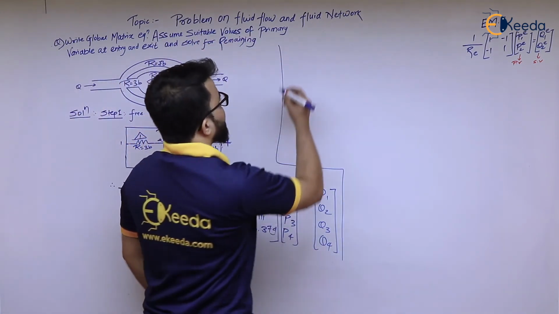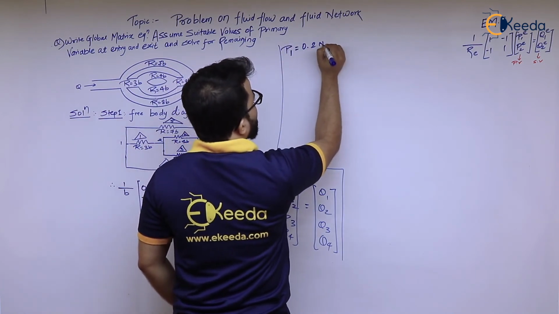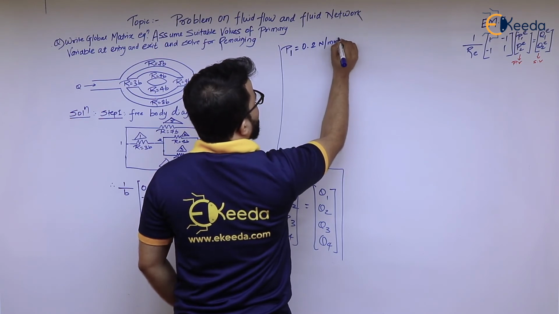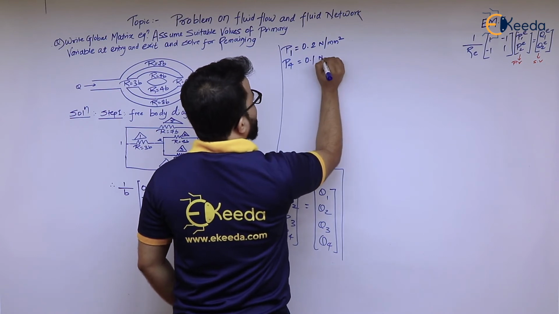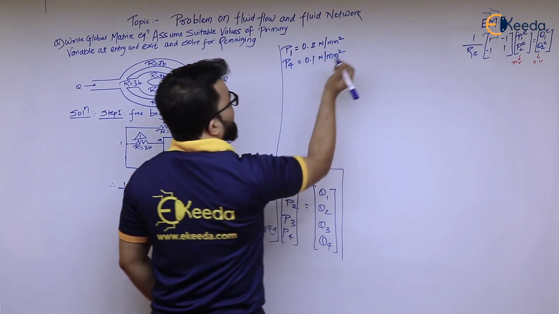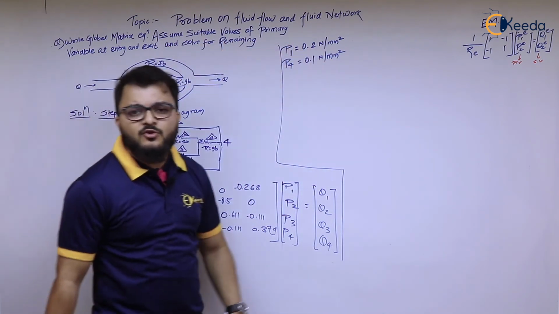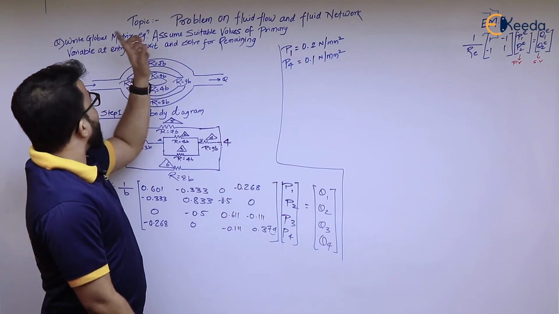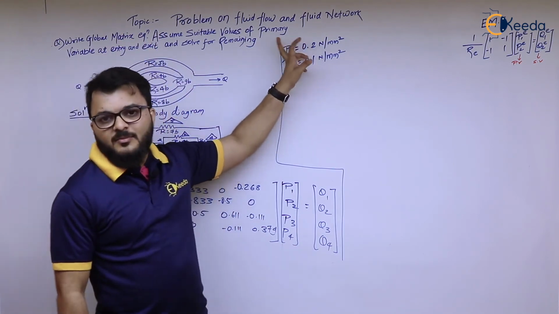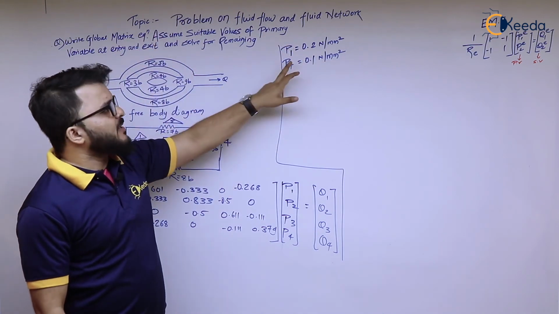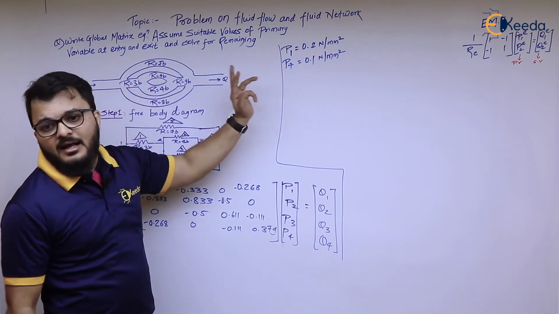So I am assuming P1 is equal to 0.2 Newton per mm square and P4 is 0.1 Newton per mm square. You can assume whatever you want because they already told you to assume suitable values of primary variable at entry and exit. So P1 is the pressure at node 1, and P4 is the pressure at node 4, which are our entry and exit nodes.